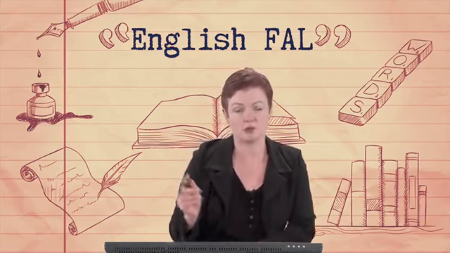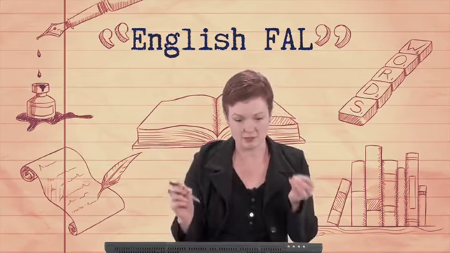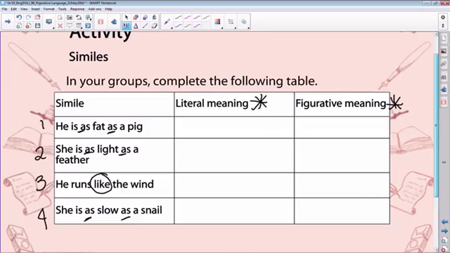So while you're doing that, what I want you to also think about is that, remember, a simile is a comparison. Okay, we're comparing two things. So in the first, he is as fat as a pig. We are comparing his weight, I'm sure, with that of a pig's. Okay, in the second, what are we comparing? We're comparing the girl or the lady's weight with that of a feather. Okay, so we've got the two things that we're comparing.